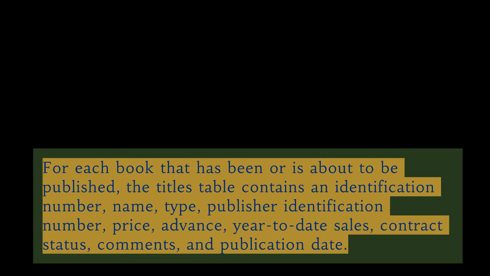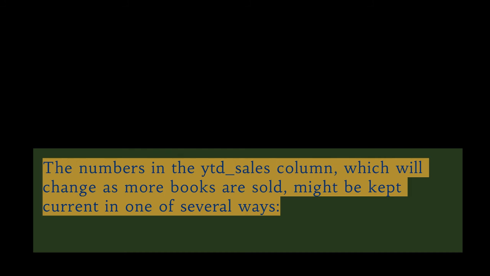For each book that has been or is about to be published, the titles table contains an identification number, name, type, publisher identification number, price, advance, year-to-date sales, contract status, comments, and publication date. The numbers in the year-to-date sales column, which will change as more books are sold, might be kept current in one of several ways.